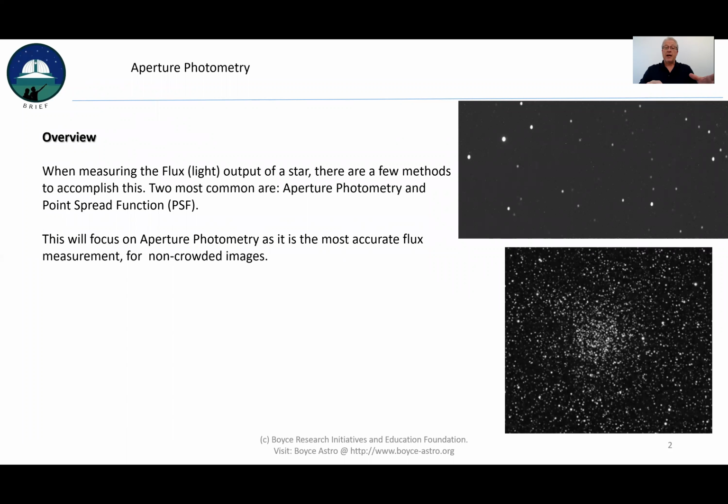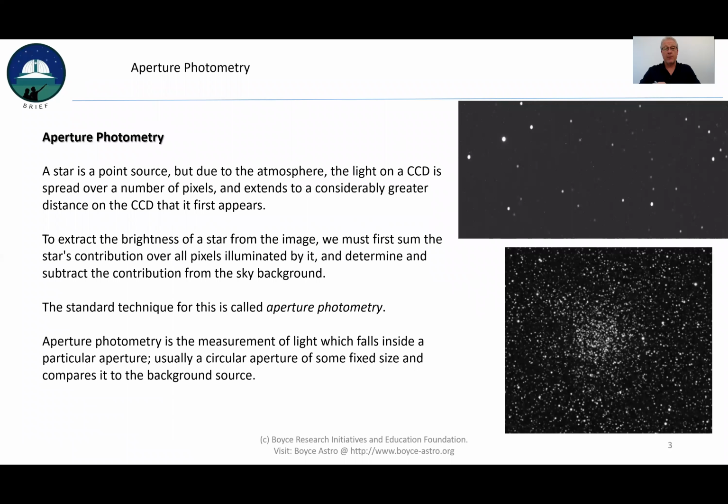When measuring the flux or the light output of a star as it reaches us, there are a few methods to accomplish this. Two most common are aperture photometry and point spread function. This lesson will focus on aperture photometry as it is the most accurate in a non-crowded field environment.